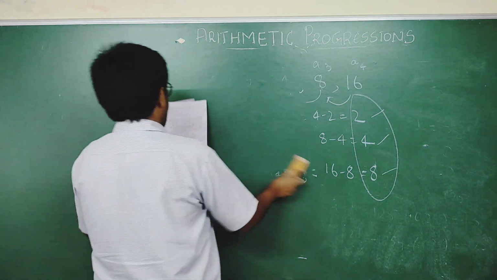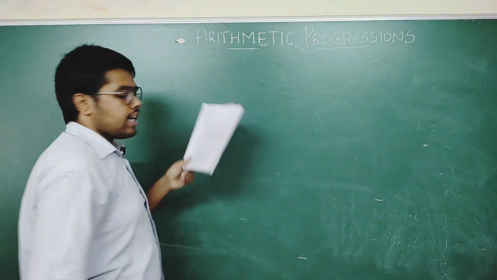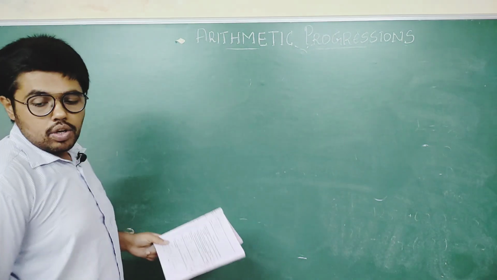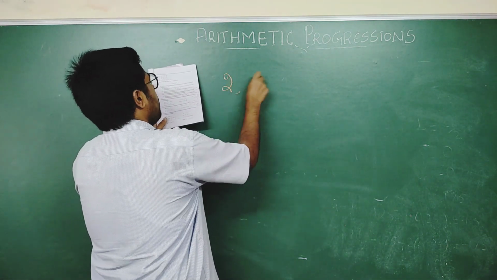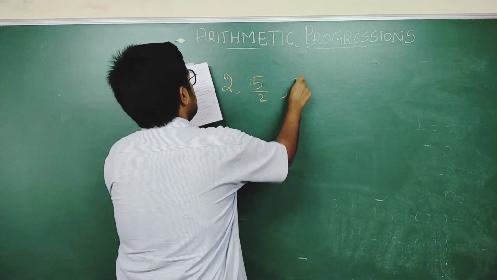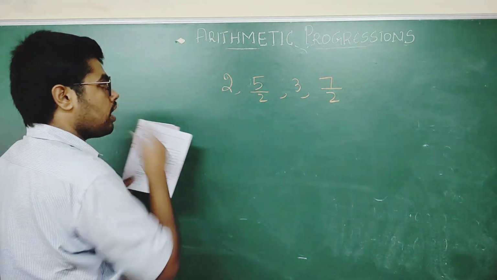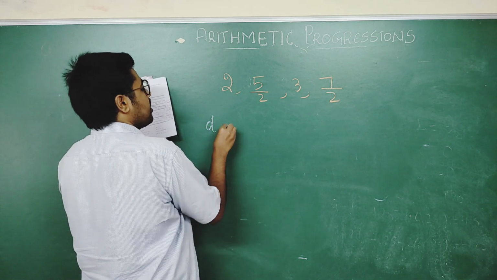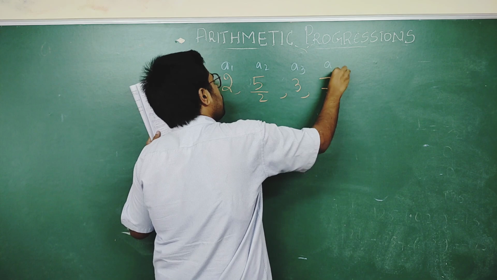Okay, so let me do the next problem. Next problem, if you see here, it is given in fractions. So since it is given in fractions, let me do it. 2, 5 by 2, 3, 7 by 2. Okay, let me approach this problem. Let me find the common difference. I will quickly write A1, A2, A3 and A4.